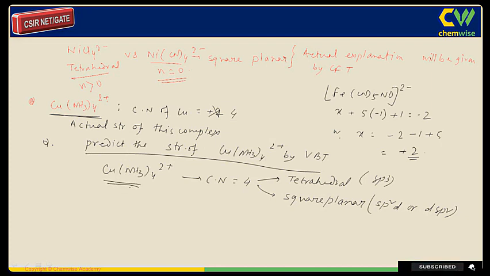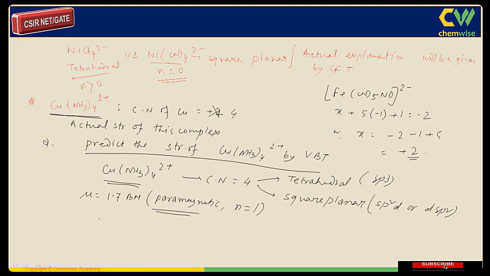Magnetic moment measurement shows that it is paramagnetic, with mu equal to 1.7 BM. Paramagnetic with n equal to 1. That means copper must have one unpaired electron as well as coordination number 4. So what would be the exact structure of the copper tetraammine complex?